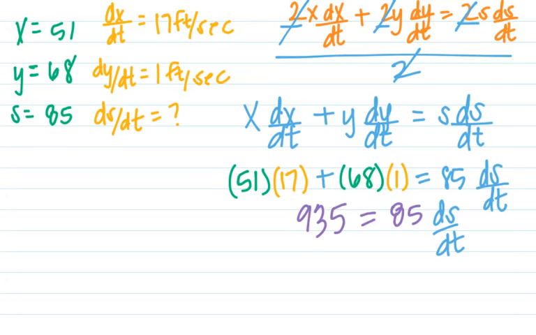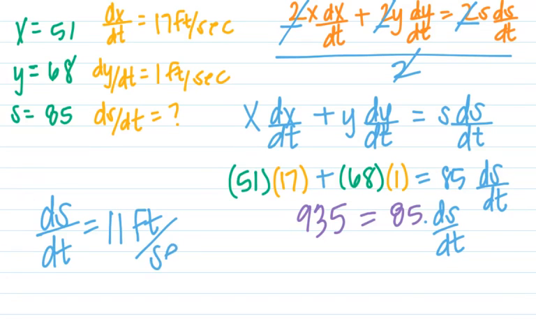And of course, to separate these two buddies here, we're just going to divide both sides by 85. So 935 divided by 85 is going to give me 11. So my final answer, the rate at which it's moving, the rate of the distance between the bicyclist and the balloon, the rate that that's moving is 11 feet per second.